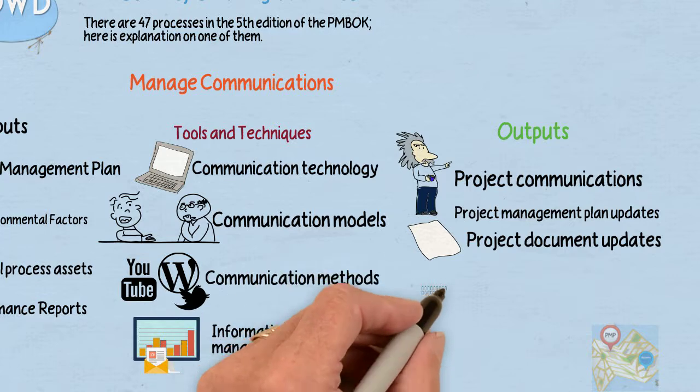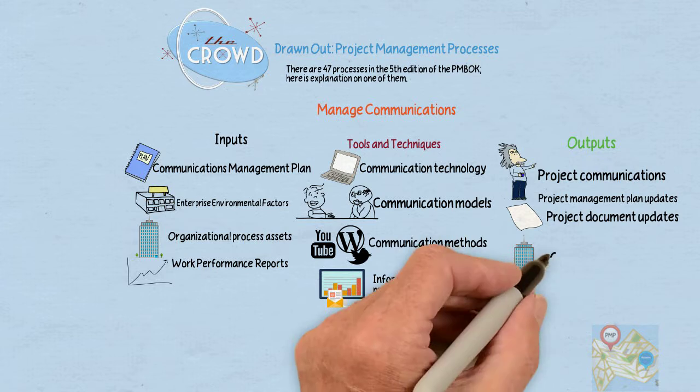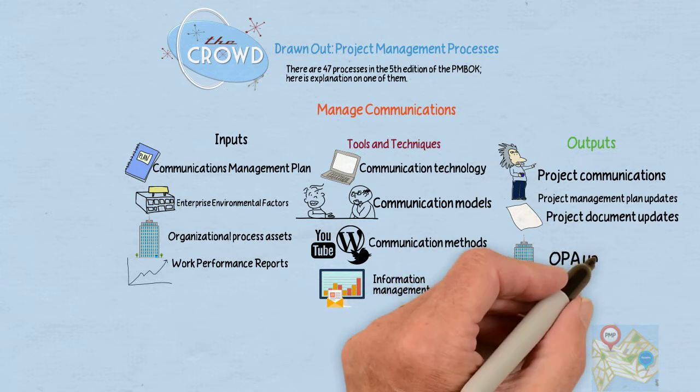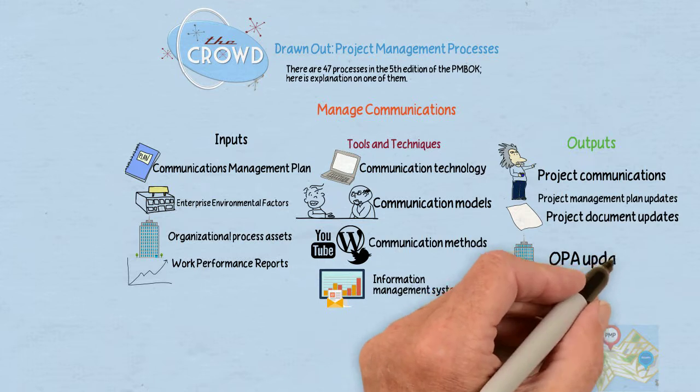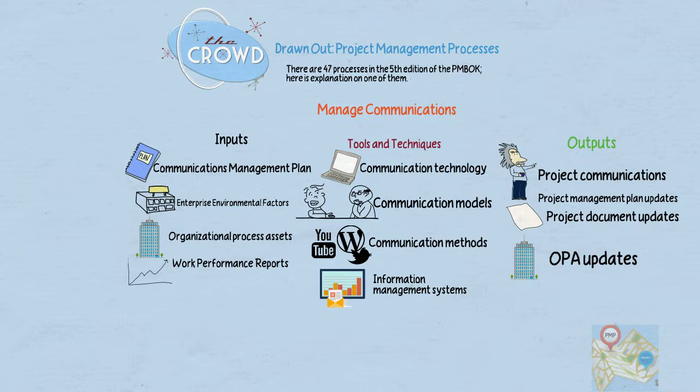And finally, if we're finding that the communication is not working or is working well, we're going to take those lessons learned, we're going to update our templates, we're going to update our policies, we're going to update all the different organizational assets. And that's a quick look at the managed communications process in the 5th edition.